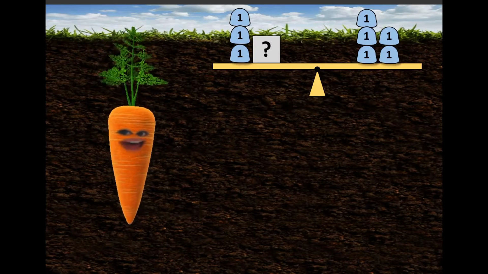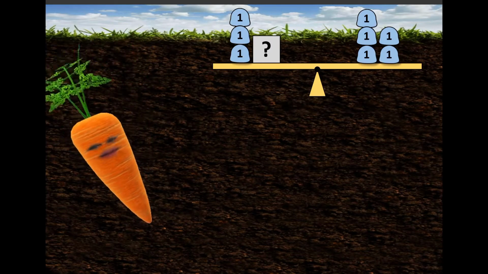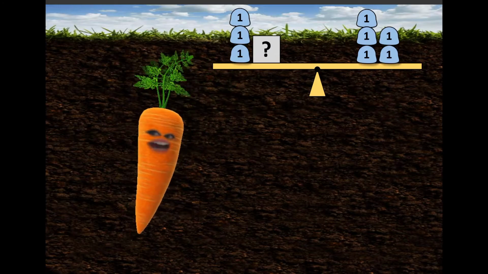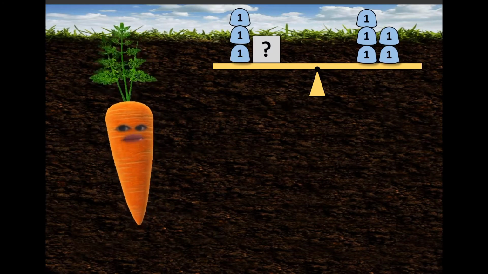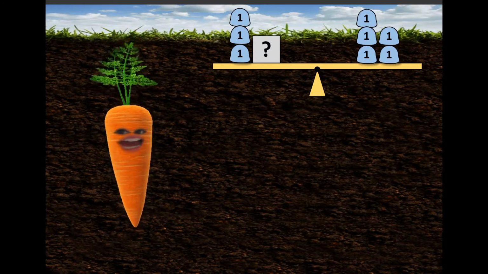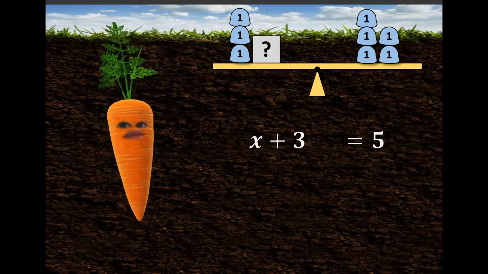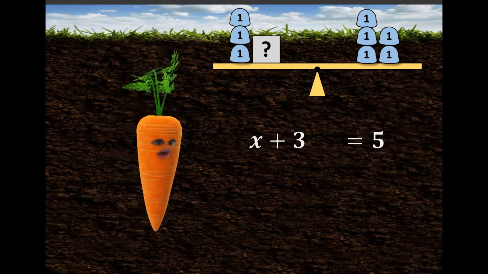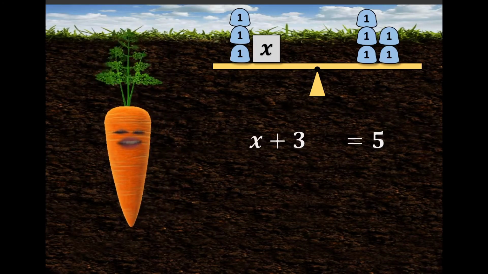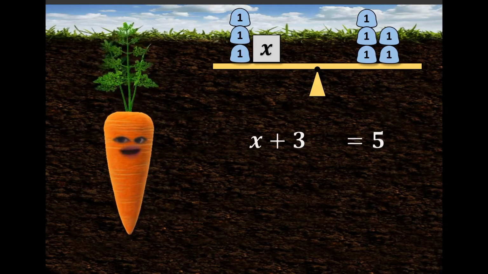Here we have something balanced, which means the left side weighs the same as the right side. And we need to figure out how much the box weighs. So we have the box plus 3 on the left side and 5 on the right side. So we can write it as an equation where we let x be the unknown value, or our box.